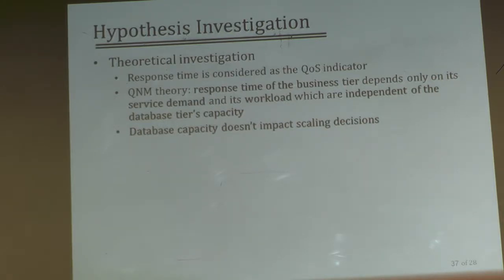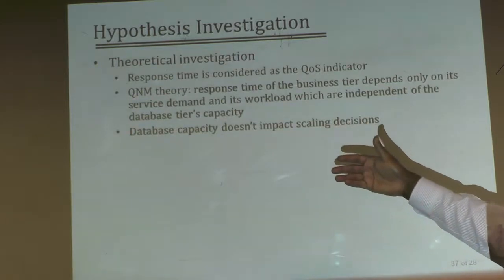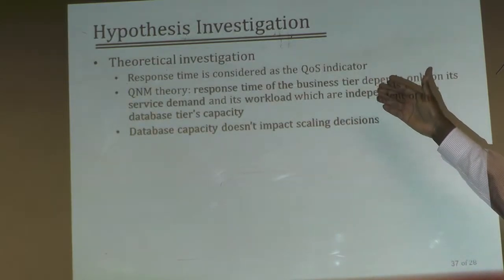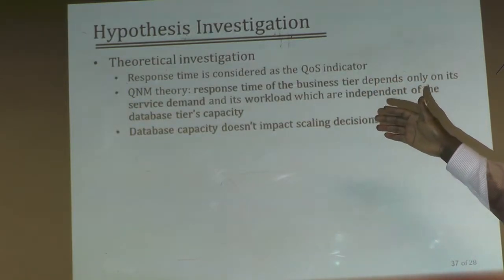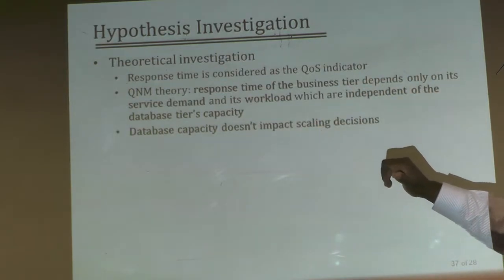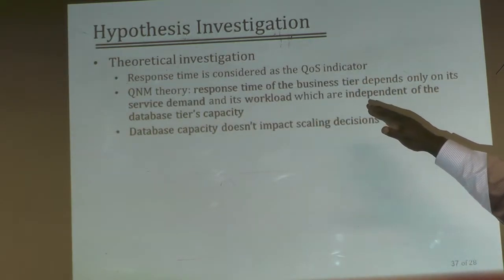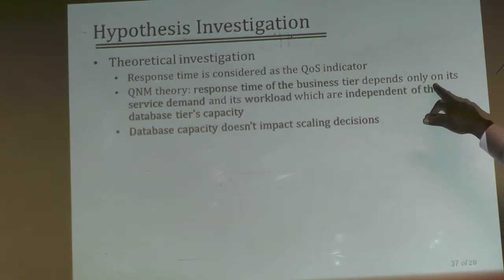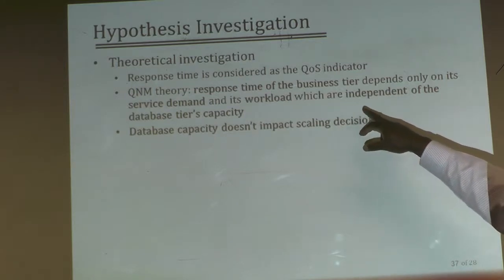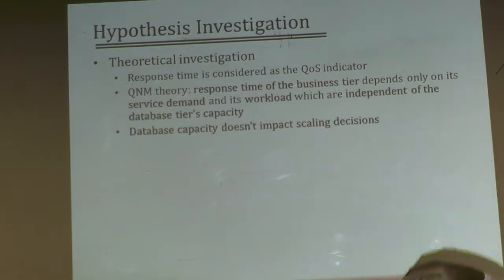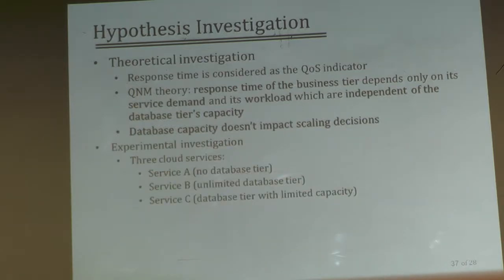So our theoretical foundation is using response time to measure the quality of service indicator. And from queueing network model theory, the response time of the business tier depends only on each service demand and its workload, which are independent of the database tier. That's what theory told us. That's theoretical. But can we prove that? So we then move on to try to prove that.